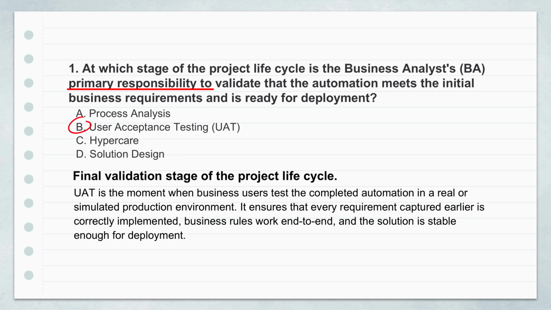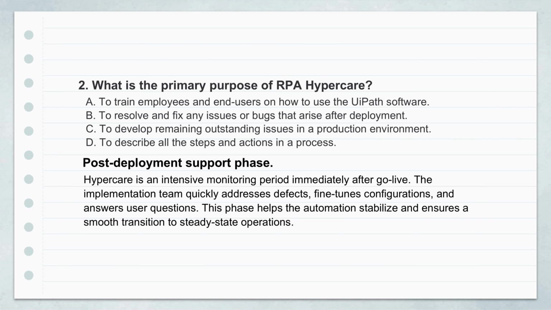But we all know deploying into the real world always throws up surprises, things you just couldn't catch in testing. So what happens right after that switch is flipped, the moment the automation goes live and things get a bit chaotic? That immediately kicks off the hypercare phase. You can think of it like an intensive care unit for the new bot. Its main purpose isn't adding new features. It's strictly about getting things stable quickly.